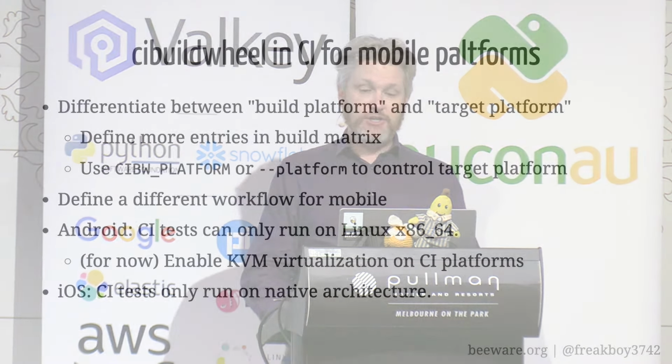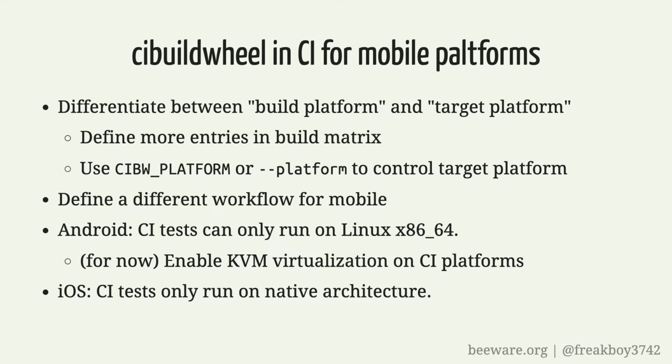CI configurations that support mobile need to be a little bit more complicated because you actually need to differentiate between the build platform and the target platform. To do that, you either need to define more entries in the build matrix and configure that matrix so there is one build on macOS to build for macOS and one build on macOS to build for iOS, and so on. Or you can split out individual architectures as matrix targets.